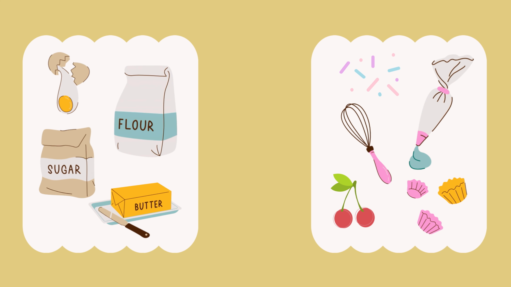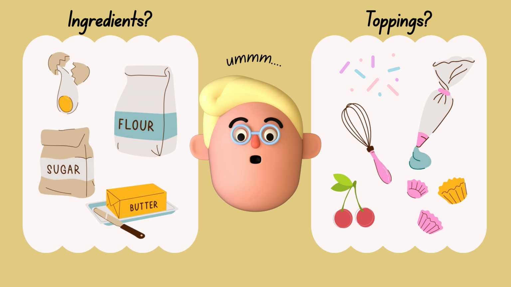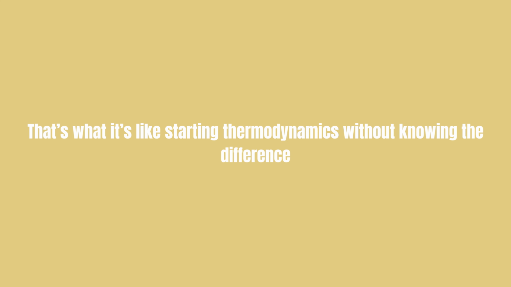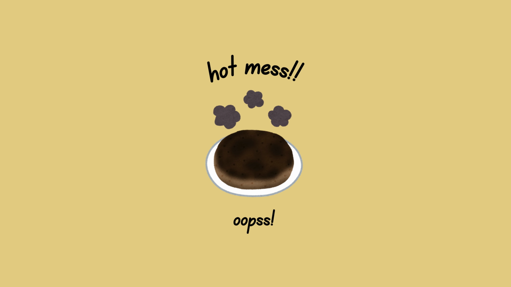You've got sugar, flour, frosting, but you don't know which ones are the ingredients that actually make the cake, and which are just the toppings. That's what it's like starting thermodynamics without knowing the difference between extensive and intensive properties. If you confuse them, your calculations will be a hot mess.